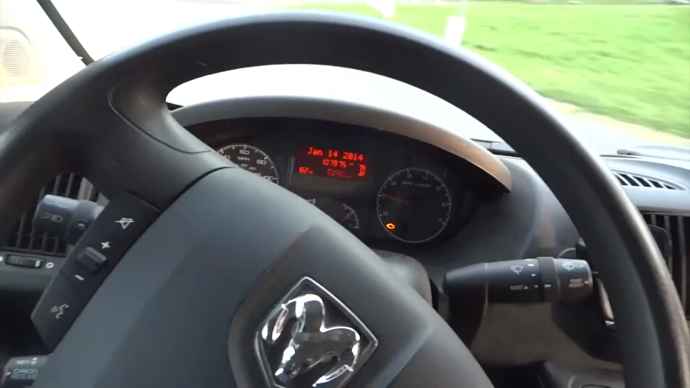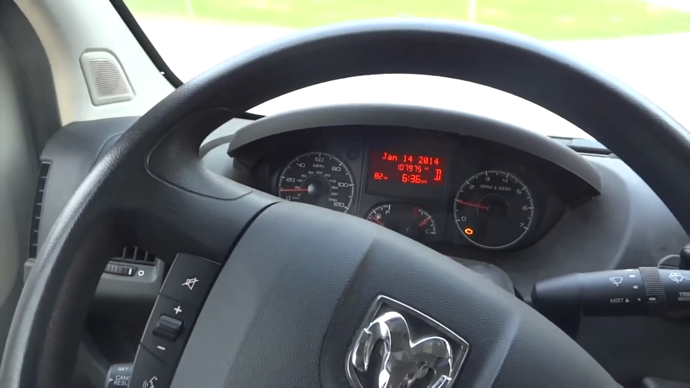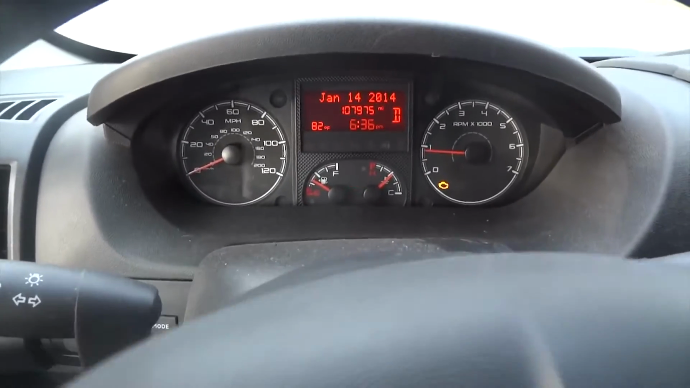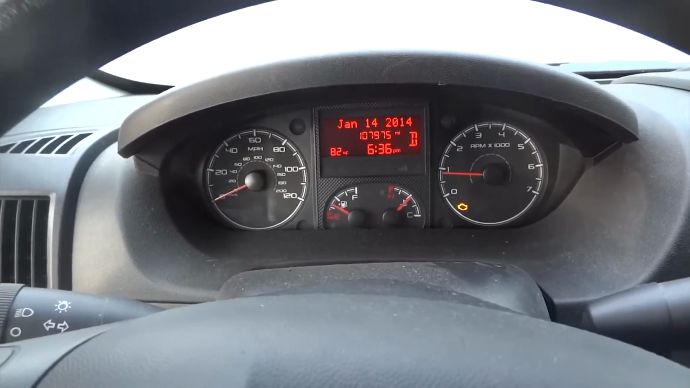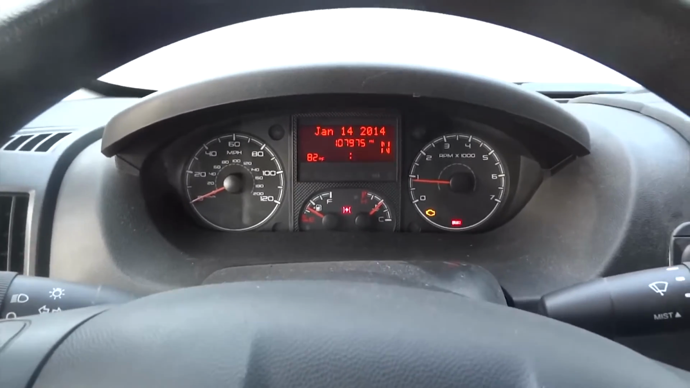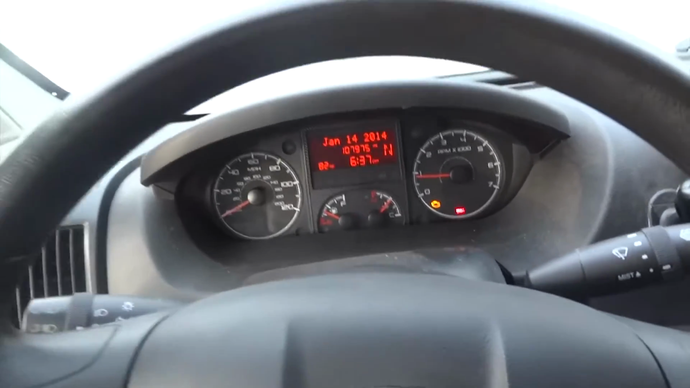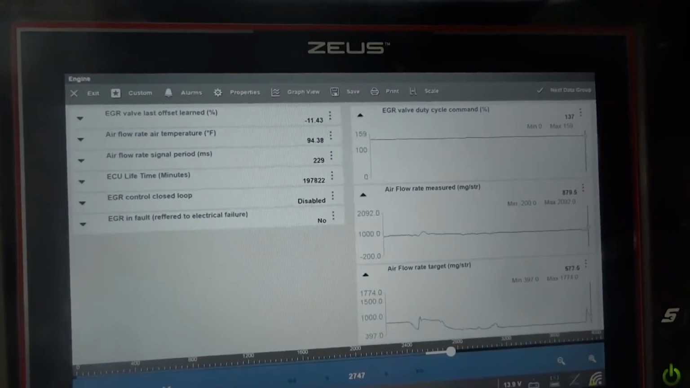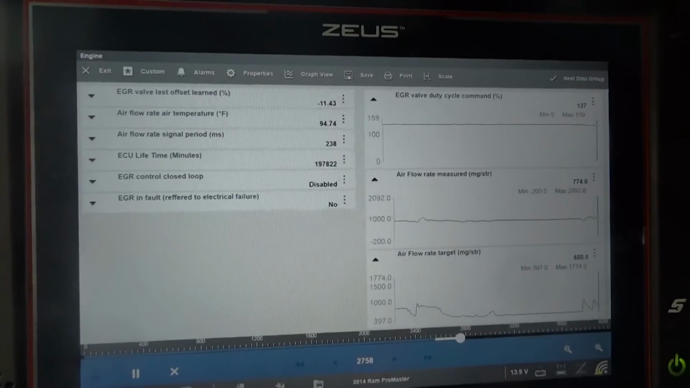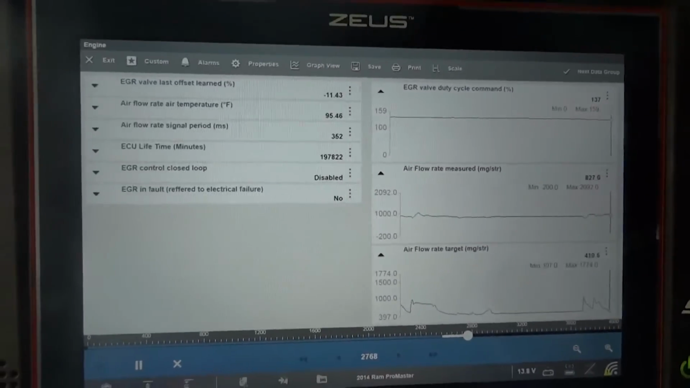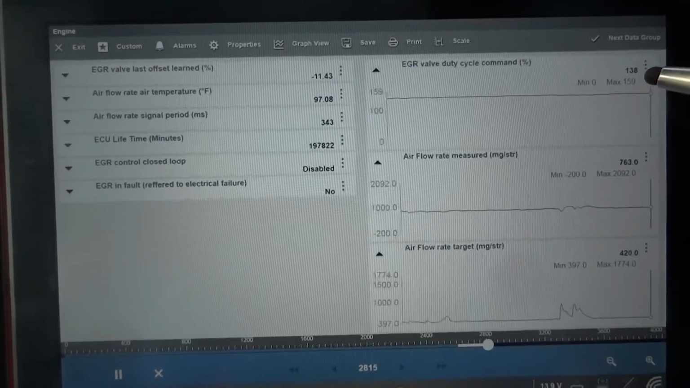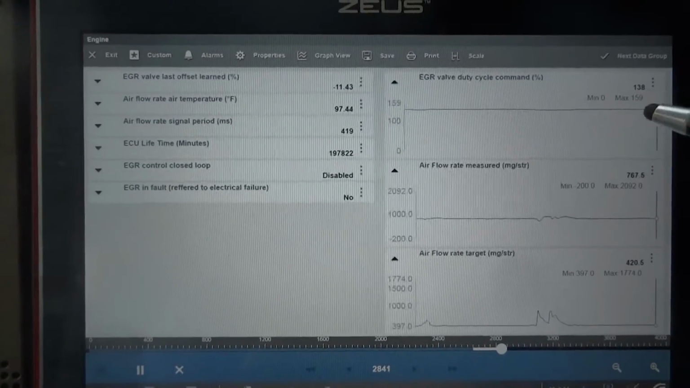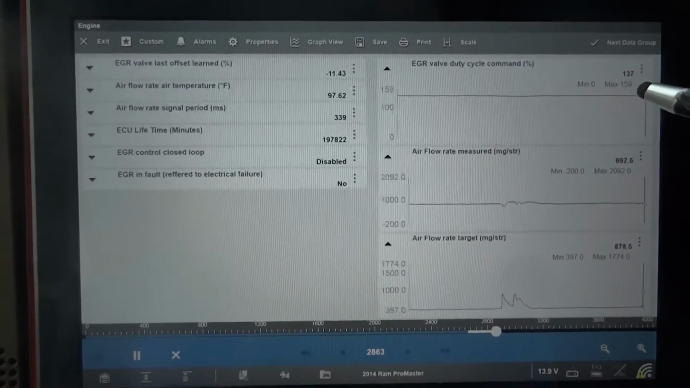So this is good because it's acting up now. Check engine light came back, throttle light is flashing. So let's bring up the scan tool. Now our EGR is stuck at 138%, which is not right. This number should be low. So this EGR over here is stuck.